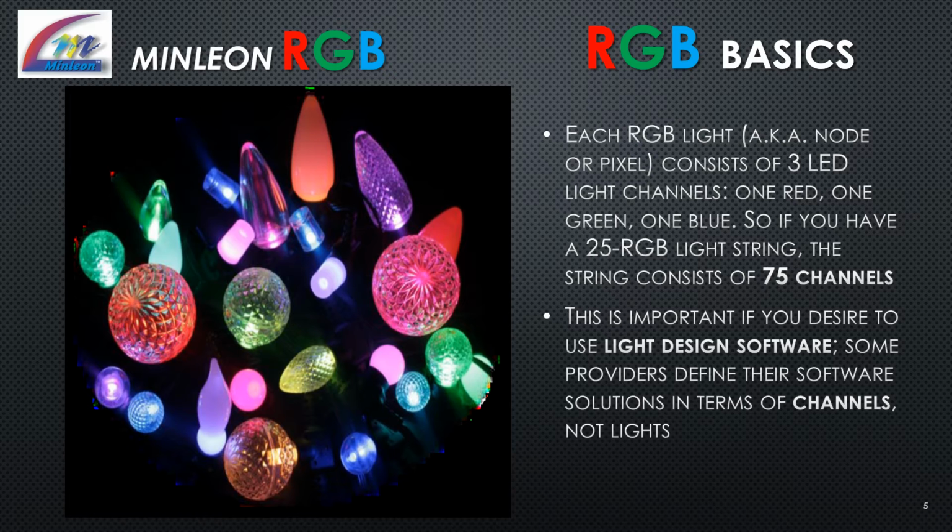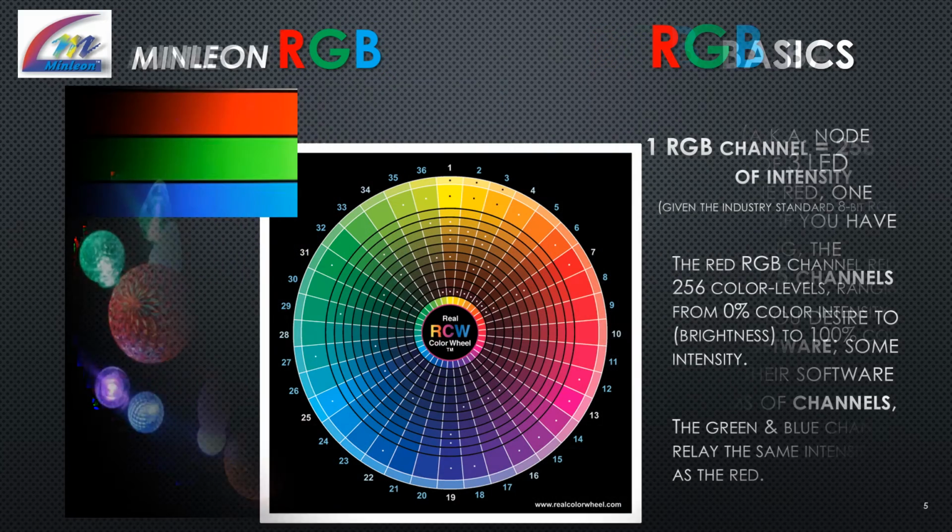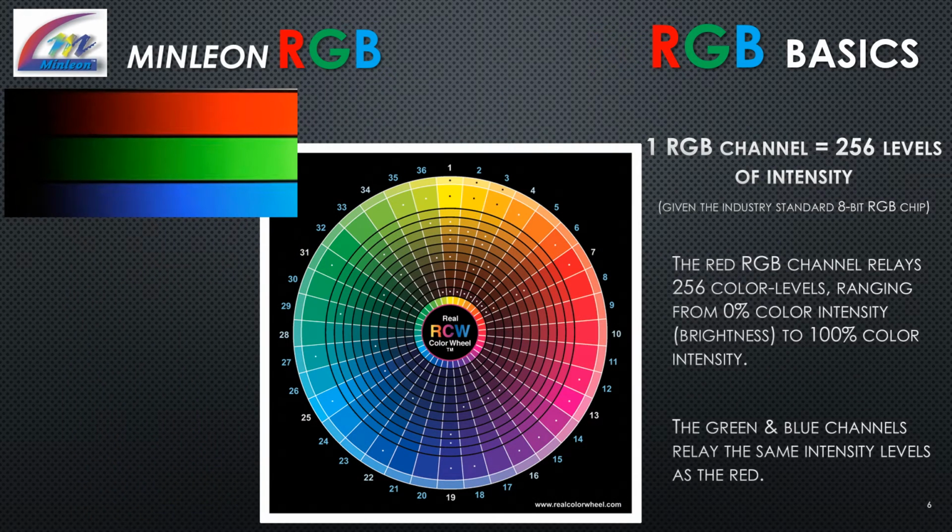This is important if you desire to use light design software. Some providers define their software solutions in terms of channels, not lights. One RGB channel equals 256 levels of intensity, given the industry standard 8-bit RGB chip. The red RGB channel relays 256 color levels, ranging from 0% color intensity or brightness to 100%. The green and blue channels relay the same intensity levels as the red.